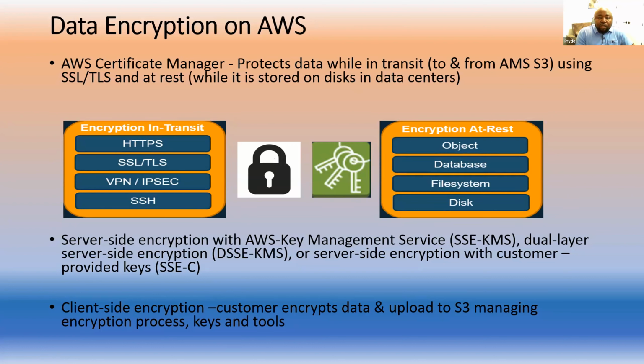And encryption at rest, which within the AWS environment, we talk about objects in S3 buckets. We have databases like RDS. We have different third party databases within the AWS ecosystem, and then the file system and the disk itself. Data is encrypted at this stage. Any data that is stored, AWS makes sure that it is encrypted and secure. So you can talk about server-side encryption, where AWS manages the keys, where they encrypt every information there.